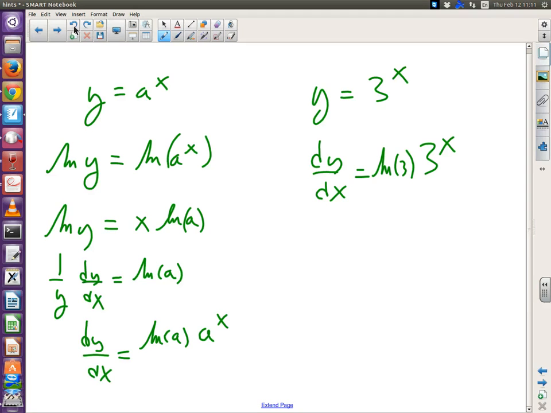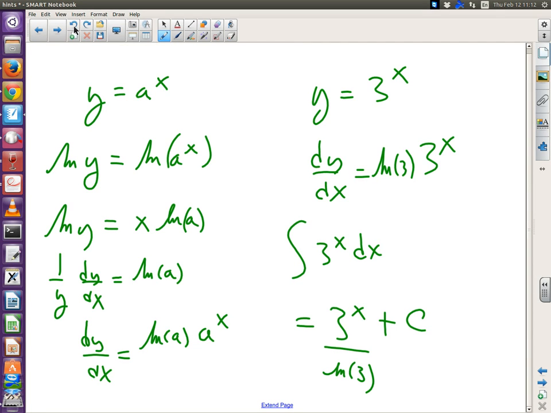Okay. What if I wanted to integrate 3 to the x? What about that? Well, let's see. Let me guess. What if I guess 3 to the x plus c? How do you check that? You differentiate your antiderivative. You better get back your integrand, right? But if you differentiate 3 to the x, you don't get 3 to the x. You get ln of 3 times 3 to the x. It's off by a factor of ln of 3, so fix it.